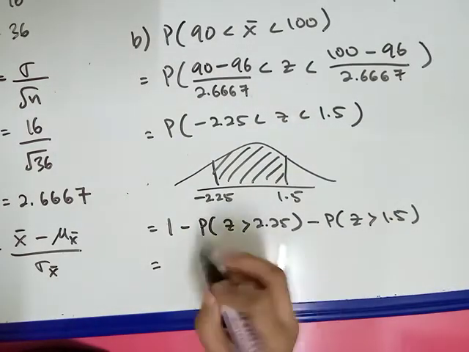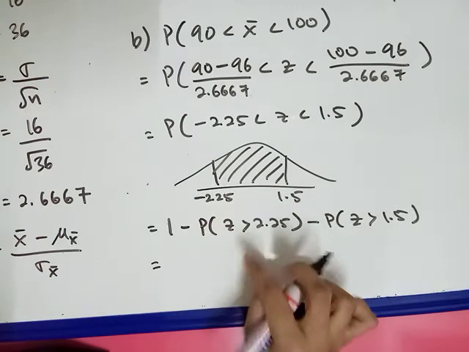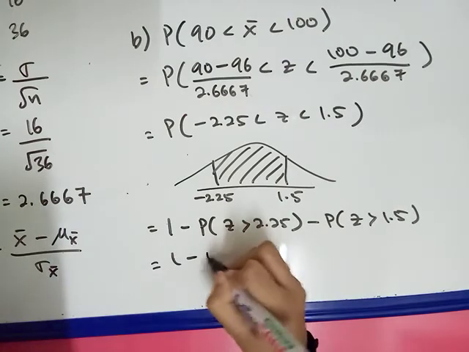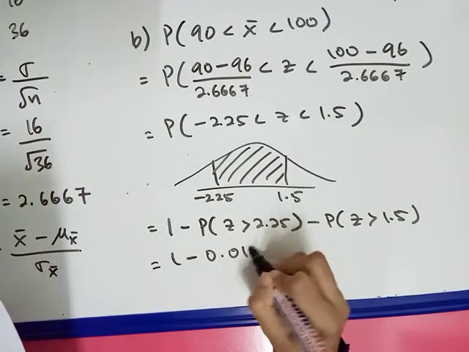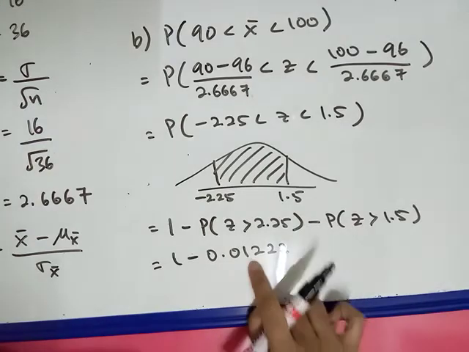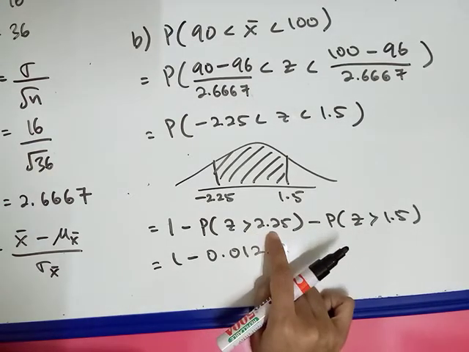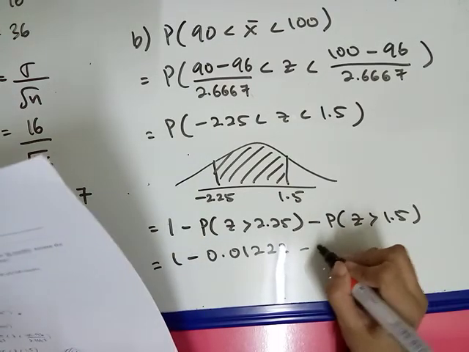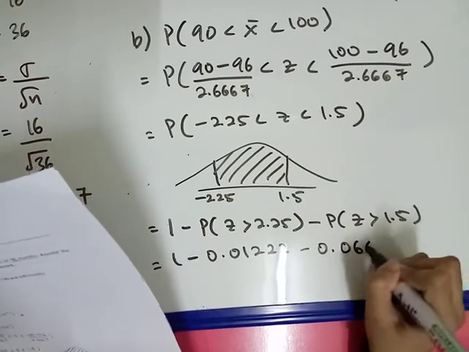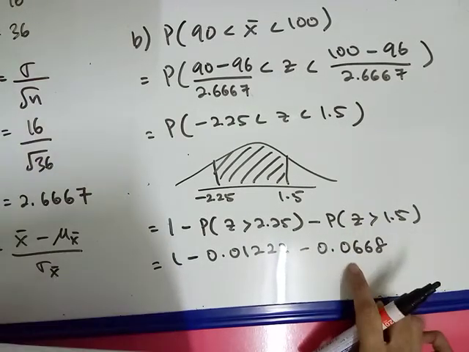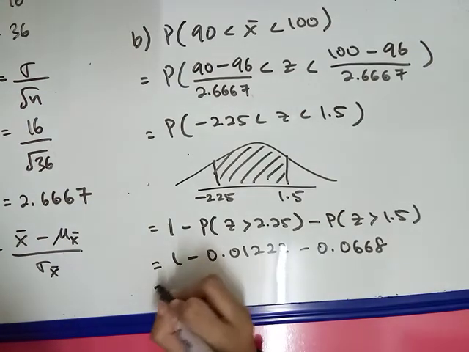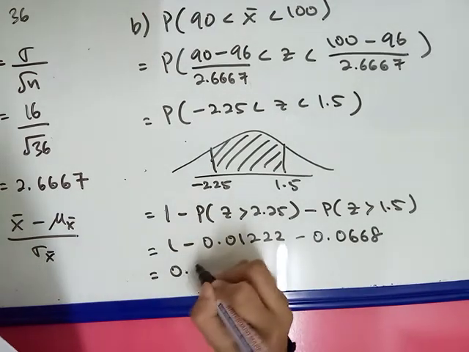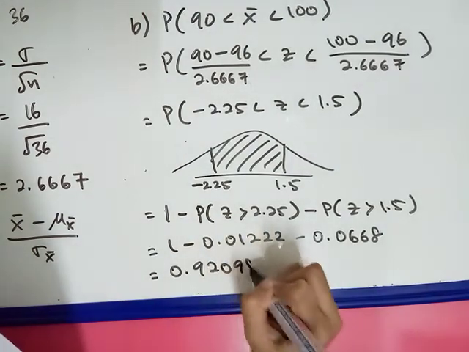Okay, so you need to find the probability for z value 2.25. Okay, awak cari dalam table awak akan dapat jawapan dia 0.01222. Try cari dapat tak probability for z value 2.25. And then minus probability z more than 1.5, you will get the probability is 0.0668. Okay, cuba cari dapat tak jawapan 0.0668. And then solve it. Okay, you have to solve. You will get the answer is 0.92098. This is the answer.